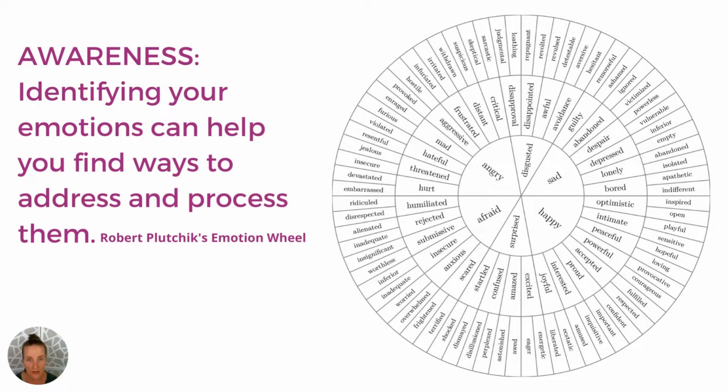And then you can move into the secondary ring, and you can see that, for instance, sad can relate to despair, depressed, lonely, bored, feeling abandoned, and then sad going into the third level of emotional state, that tertiary ring. So you have the primary, the secondary, and that tertiary.